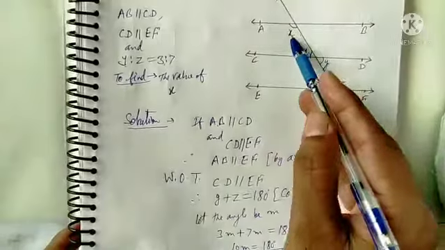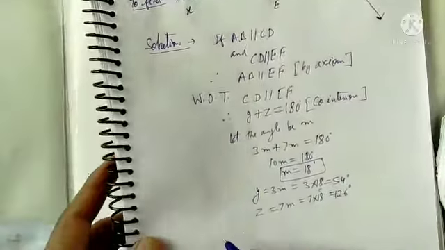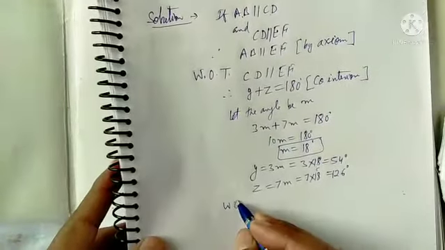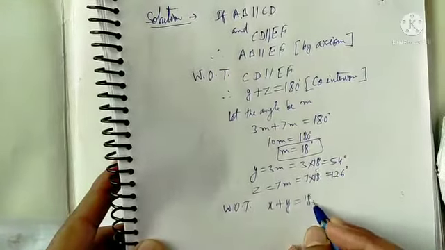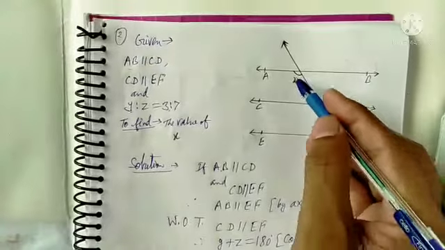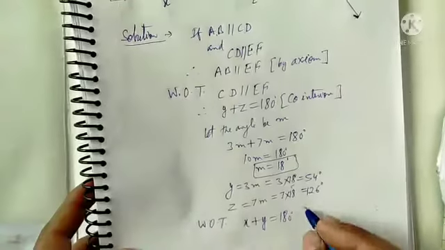Now we want to find the value of x. So it's very simple. We observe again that x plus y is equal to 180 again. Angle x and y are co-interior, and the reason is the same.